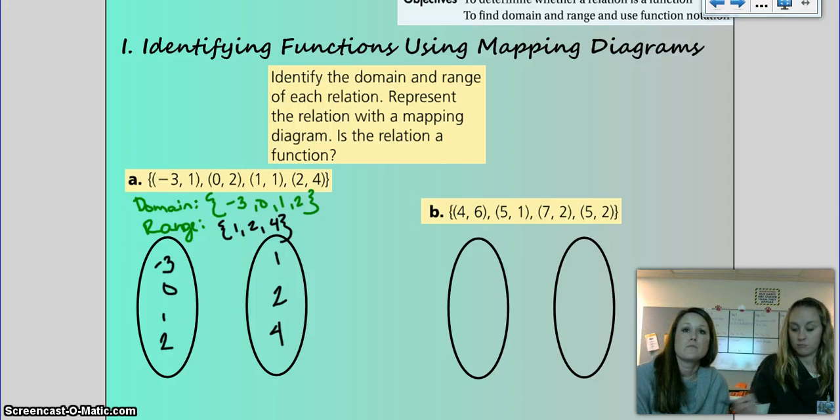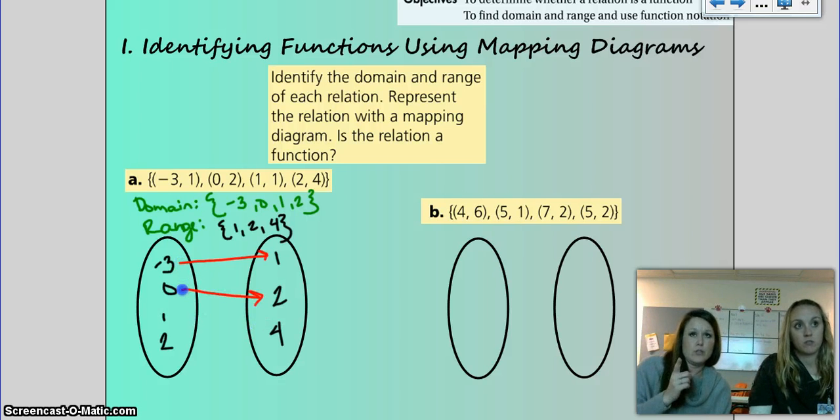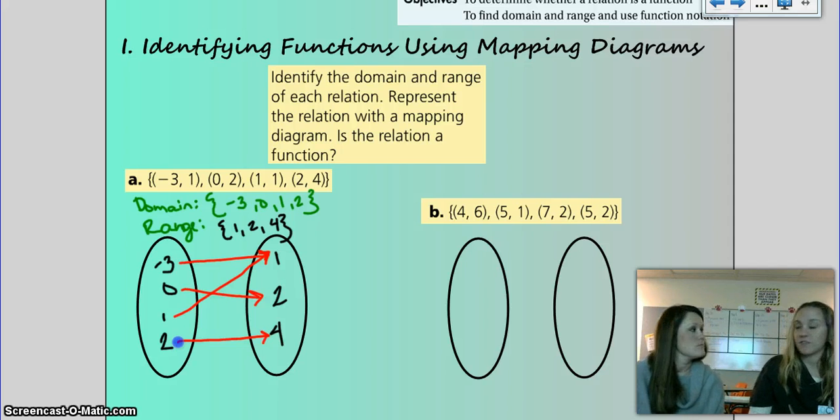Okay, so then drawing our map, we list them down like this. So -3 goes to? We draw arrows to what it's paired to. So that one goes with 1. In the ordered pair, we go with where it goes to. And then the 0 went with the 2. The 1 goes with the 1 up there. And then 2 goes with 4. So is this a function?